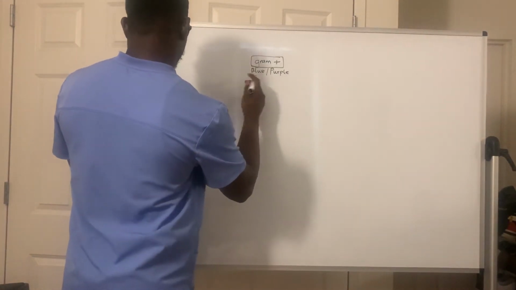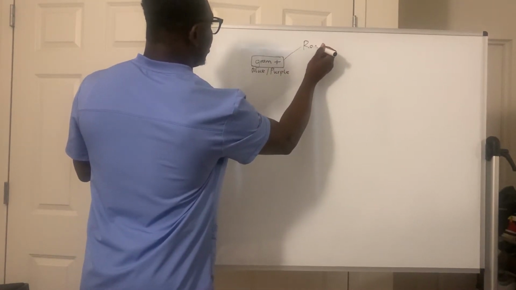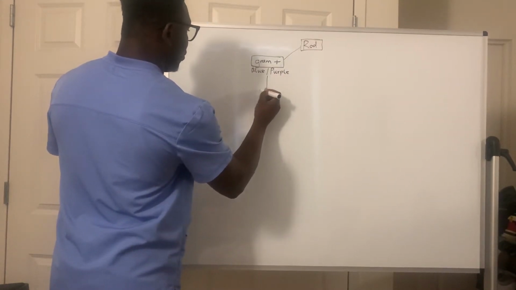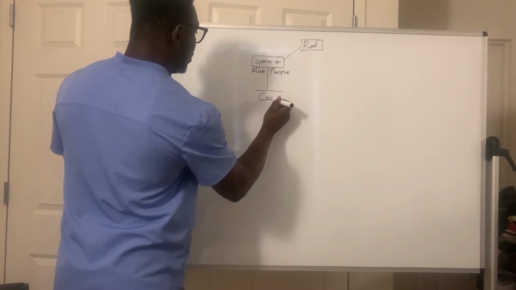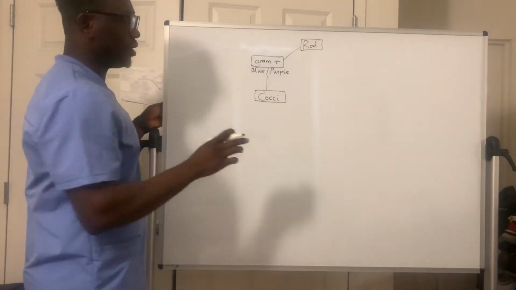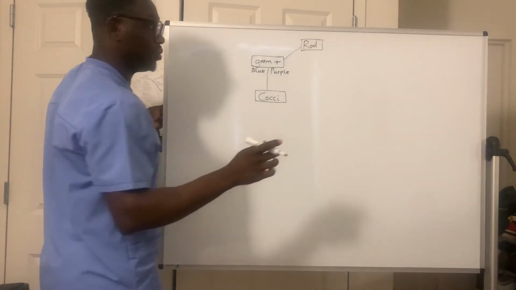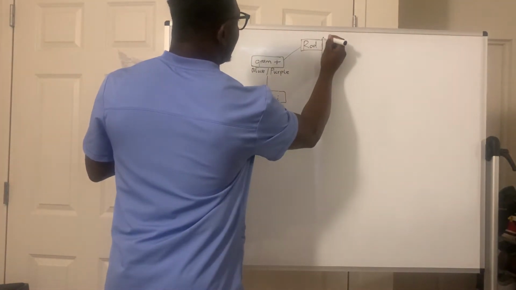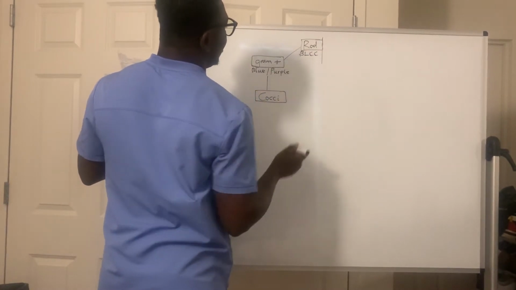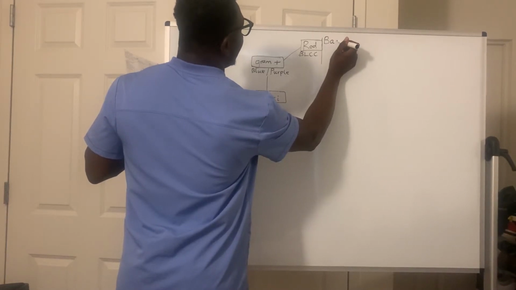All right, so we can divide this into rod shape, and then we have the cocci. Our video today is mostly going to be on the cocci. For the rods, we're going to tackle them tomorrow. For the rods, I have this mnemonic, BLCC, where the B is for bacillus.